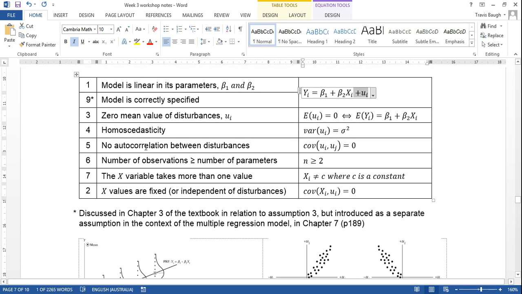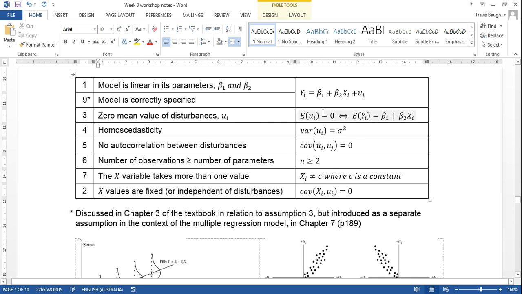So that was assumption 5. These final ones, in part, are just practical requirements for us to be able to estimate the model. First of all, we have to have data that consists of more observations than the number of parameters that we're trying to estimate. Also, in order to estimate the model, the x variable that we're looking at must, in our data, take more than one value.